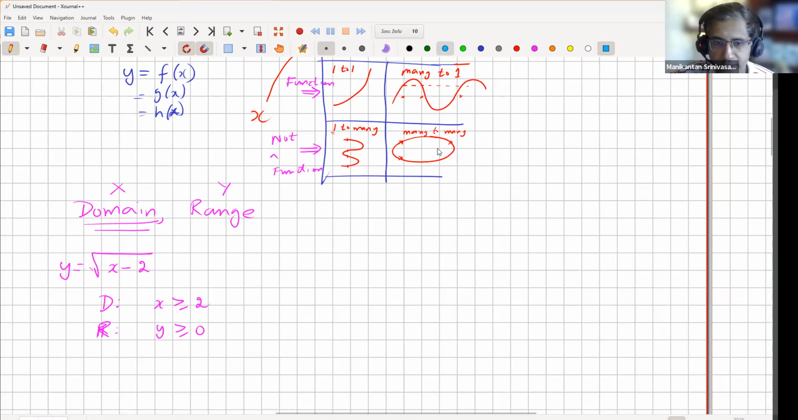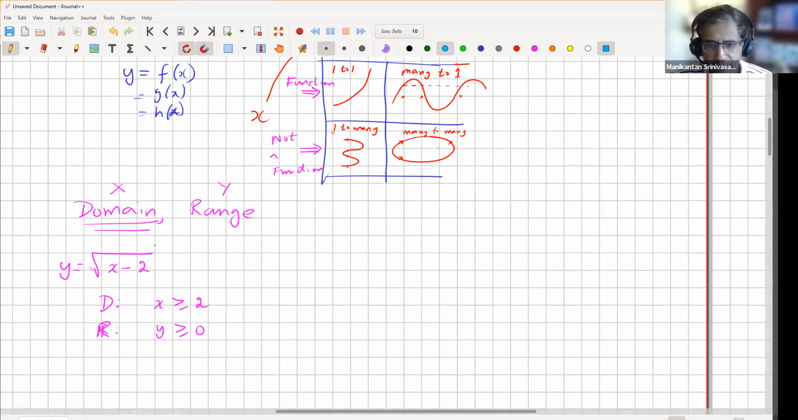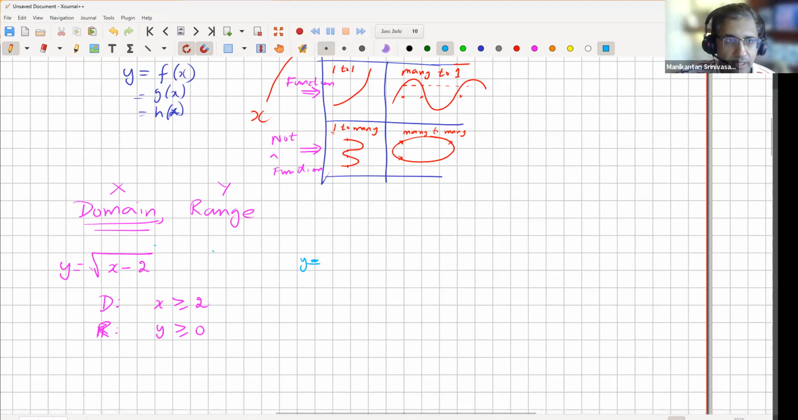Yeah, Moksh, you have a question? Yeah, go ahead. What if, can you find the domain and range of a relation? For example, if you have the relation y squared equals x minus 2, is that a relation or a function? I'm not sure. Okay, let's discuss this.